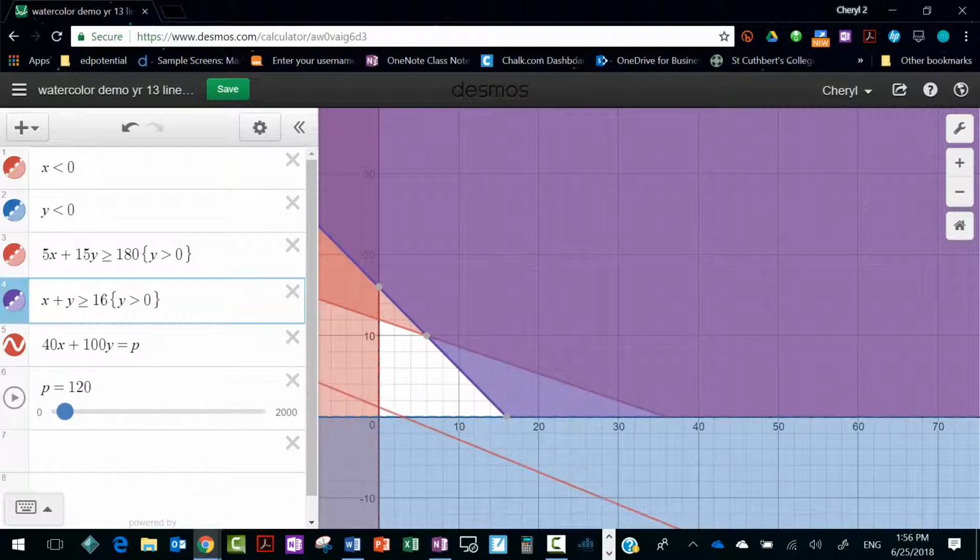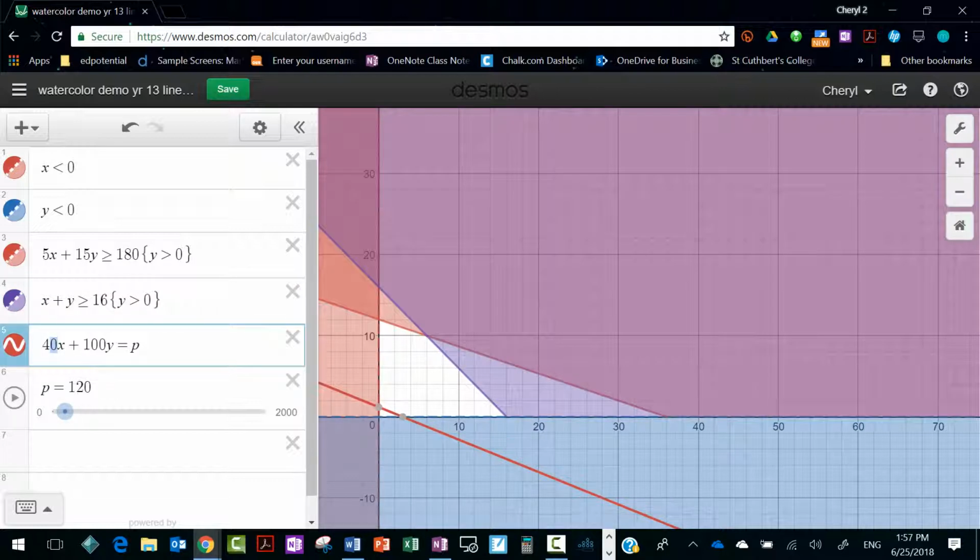So that's how the objective function behaves as you move it through a feasible region, visually as a graph. Now, what happens if we changed the profit function or the objective function? Say we made it 100x plus 100y. That changes the gradient of the objective function. If you watch, it still moves through the feasible region, but now this line is parallel to that purple line, which is this function here, x plus y is greater than or equal to 16. They both have the same gradient.